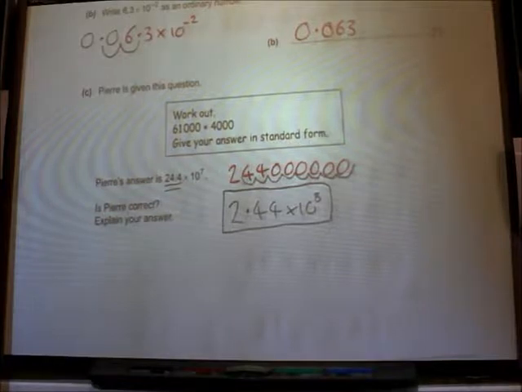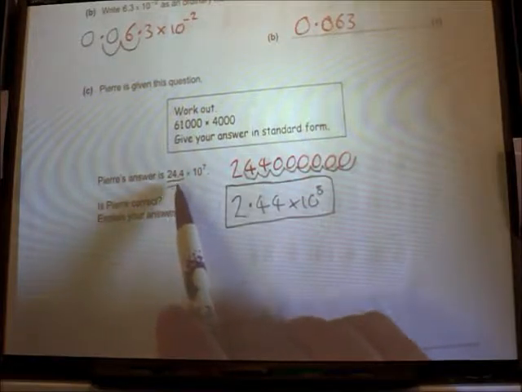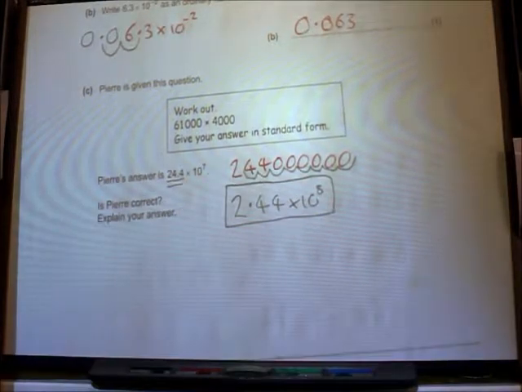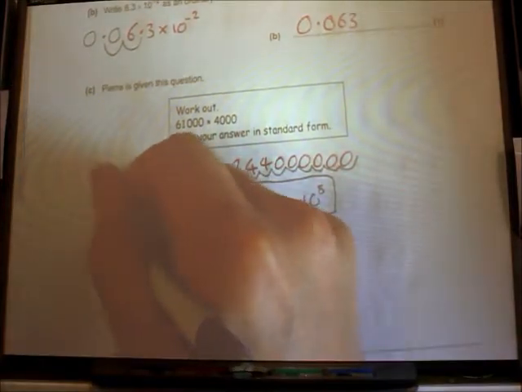Next one, Pierre is given the question. Work out 61,000 times 4,000 and give your answer in standard form. Pierre's answer is 24.4 times 10 to the power 7. Is Pierre correct? And the key word there is explain your answer.